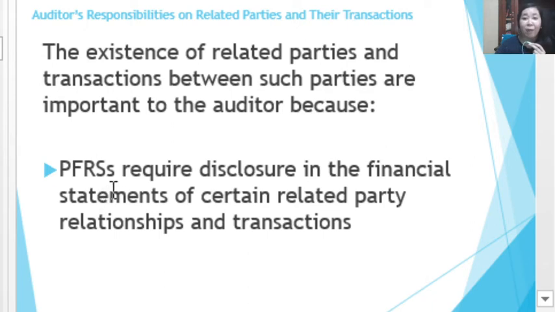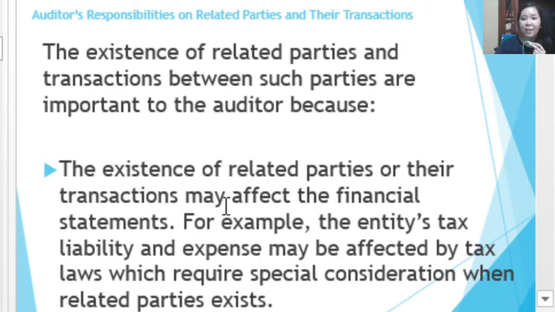For example, PFRS requires the disclosure in the financial statements of certain related party transactions and relationships. Another is that the existence of related parties or their transactions may have an effect on the FS. For example, the entity's tax liability and expense may be affected by the tax laws, which require special consideration with respect to the related parties that exist or related party transactions. So that is another concern of the auditor.